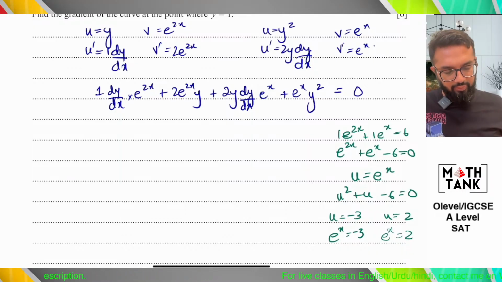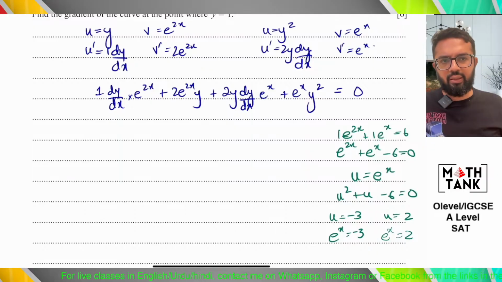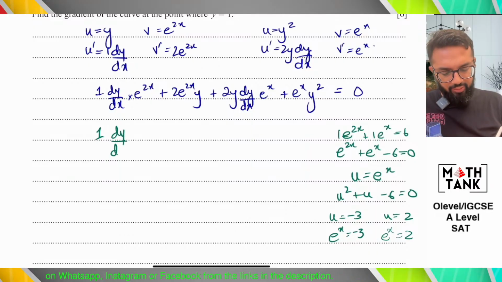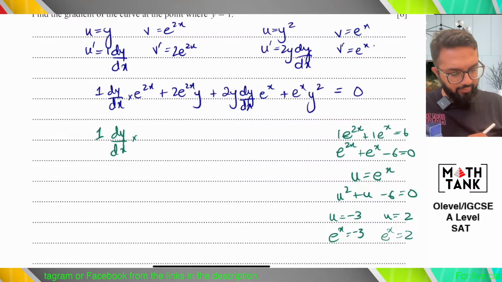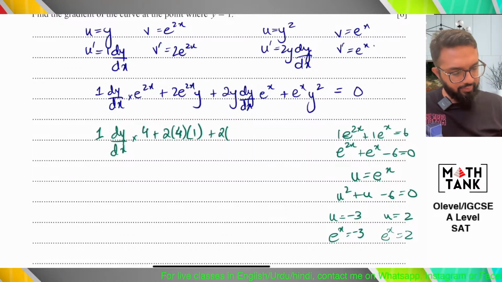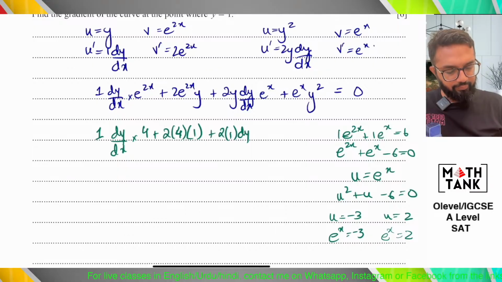Okay, so I then have e power x as 2. I don't even need x. So I'm just going to use e power x and say that dy by dx is what I'm trying to find. e power 2x is just going to be 4. 2 times 4, 1 plus 2 times 1, 2 and 2 into 1.